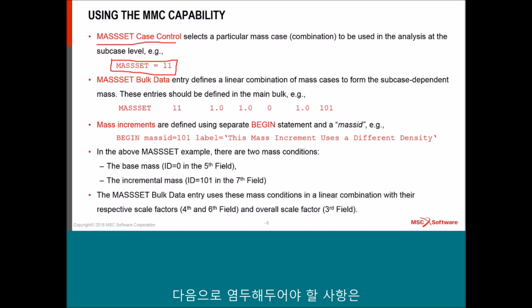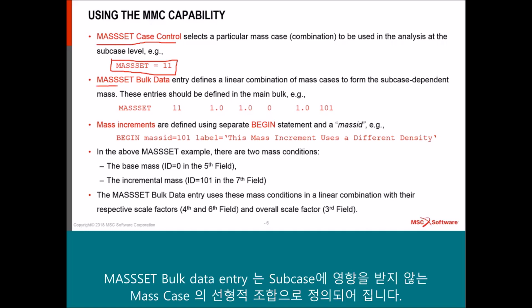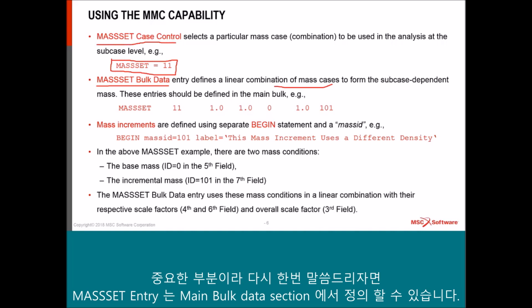The next thing that you have to keep in mind is the MASSSET bulk data entry itself, which again defines the linear combination of mass cases to form the subcase-dependent mass. And again, this is an important point: these entries should be defined in the main bulk.